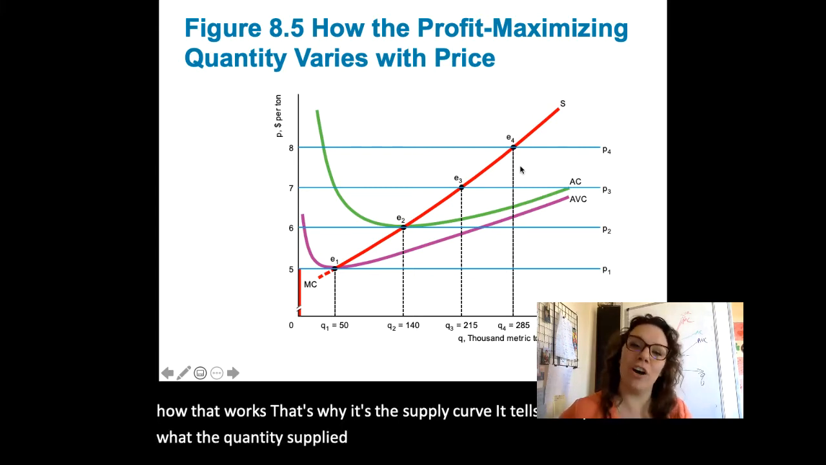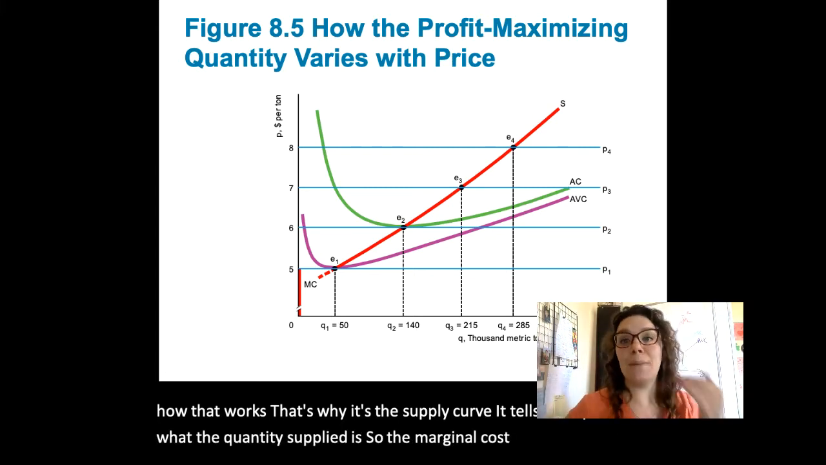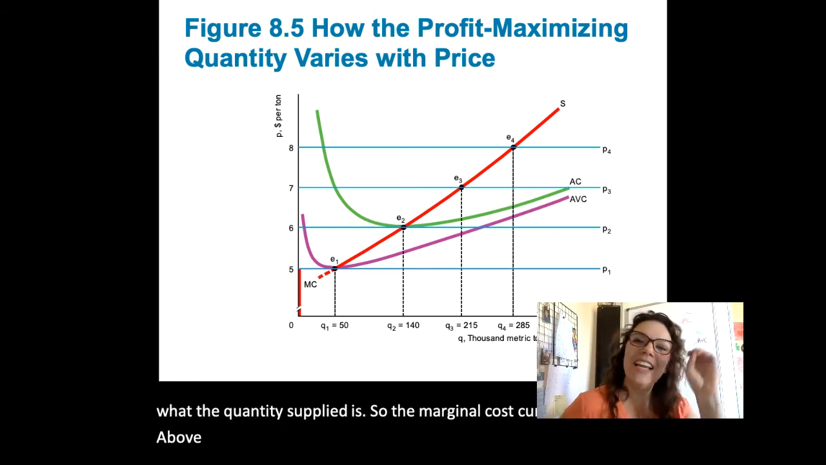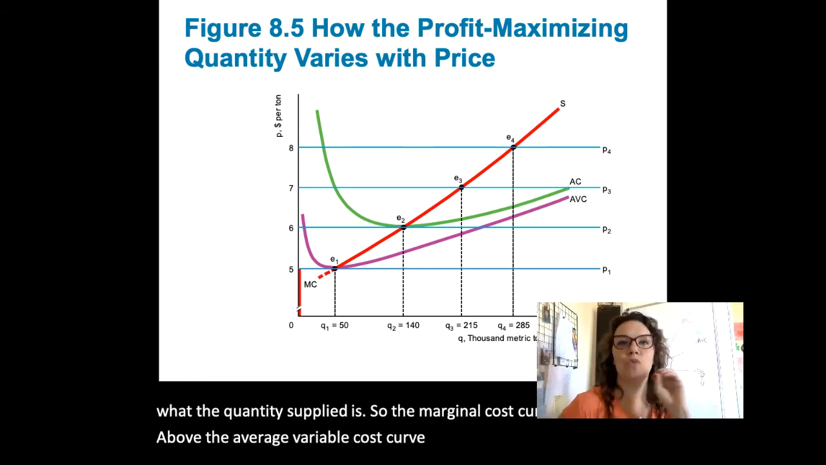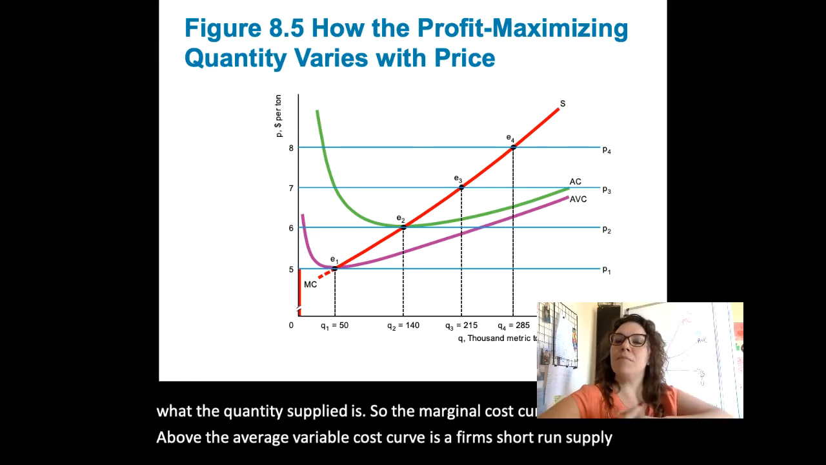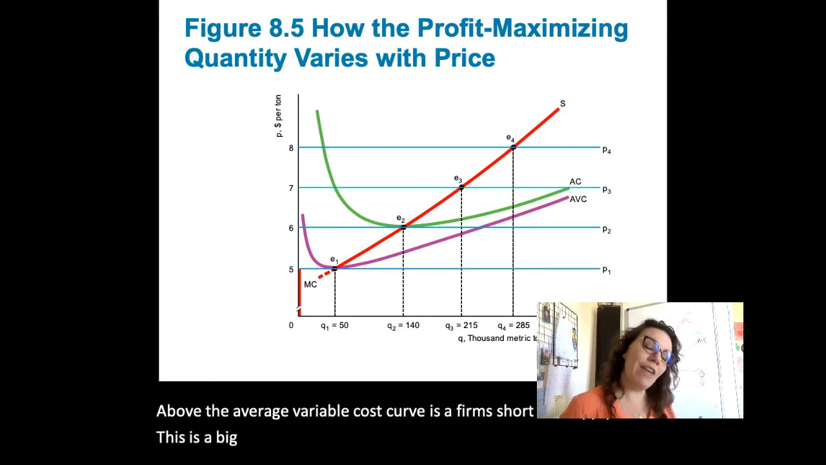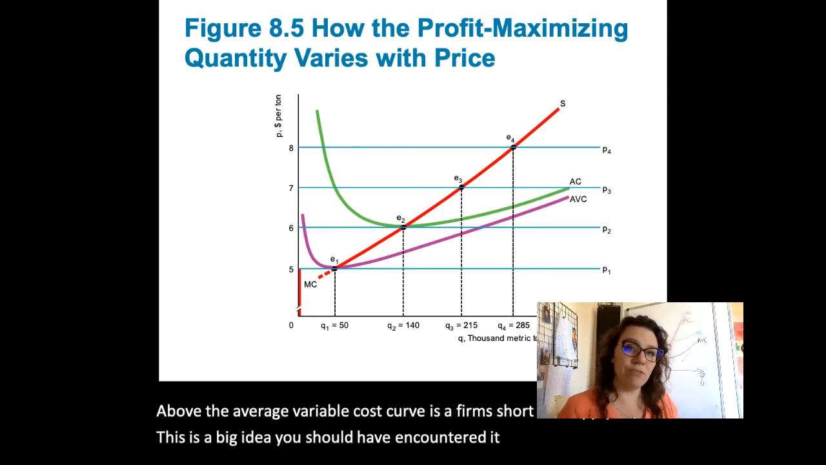So the marginal cost curve above the average variable cost curve is a firm's short-run supply curve. This is a big idea. You should have encountered it in 1B. It should feel somewhat familiar.